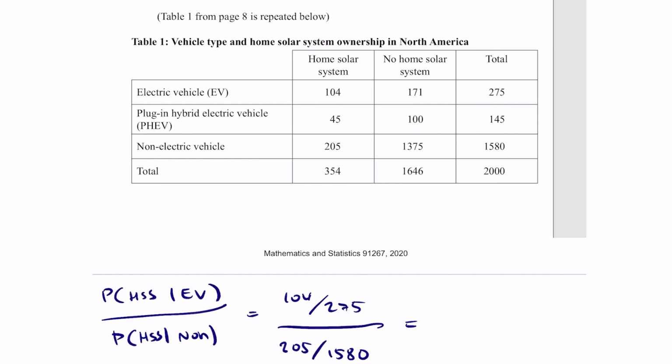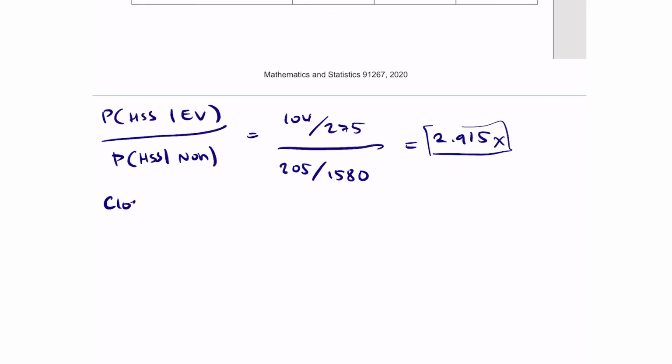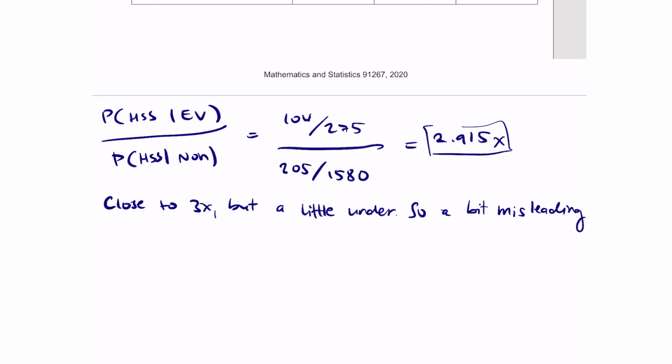So if we calculate this ratio now, this is 104 over 275 divided by 205 over 1580, we get 2.915 times. So is this equal to 3? Not quite, right? So it's close to 3 times, but a little under, so a bit misleading, right? So that was for North America.